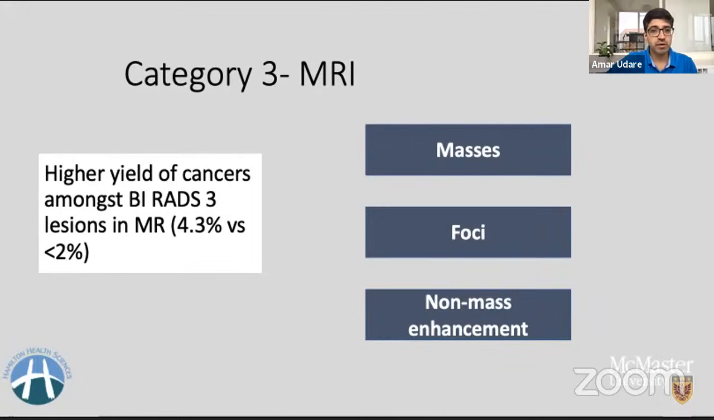So what lesions can be called BI RADS 3 on MR? You can call masses, foci, or sometimes even non-mass enhancement if it is not suspicious enough. You can assign those as category 3 lesions. And this is the reason why the risk of malignancy is usually higher, because this is a wide category of imaging findings. It's not just circumscribed mass as you see on ultrasound.